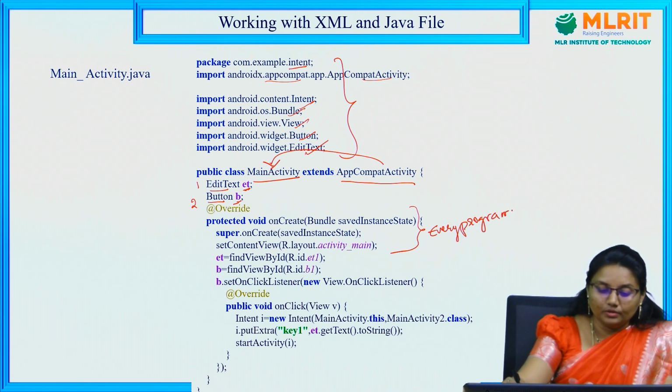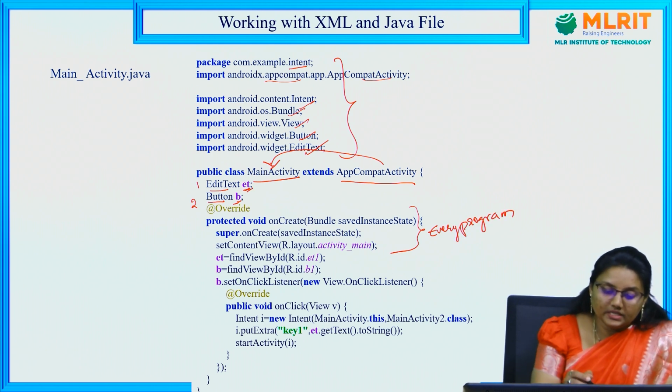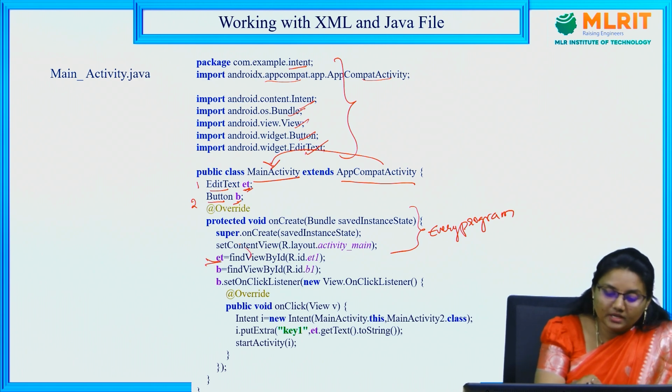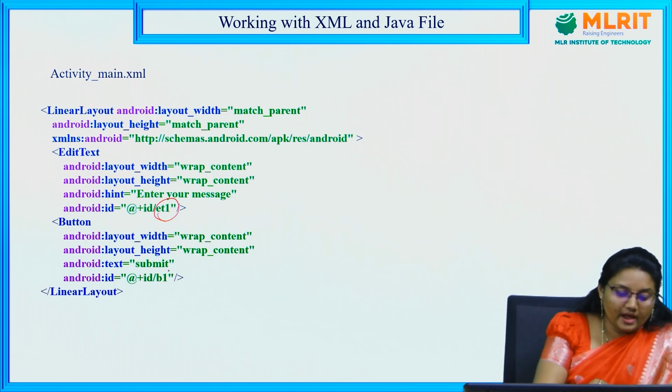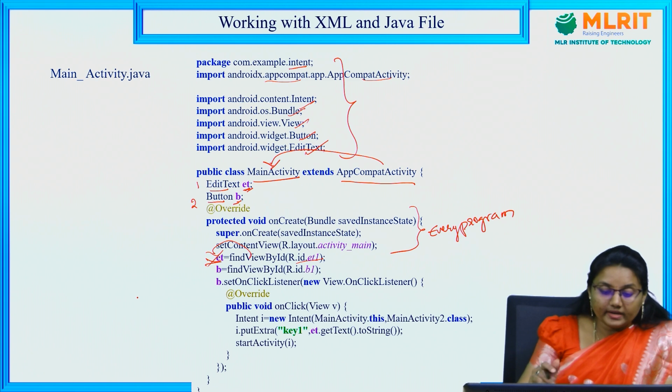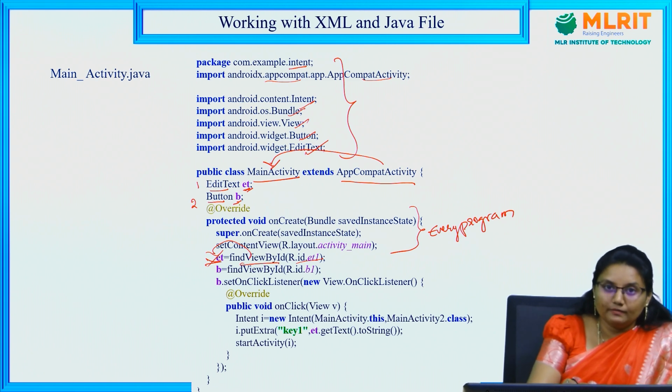As you all know, here whatever ET is there, that object should be saved with the ID. findViewById is a method where whatever IDs we have given, ET1 and B1, these two are extracted here using findViewById, R.id.et1 and R.id.b1. So these two are saved in ET and B.